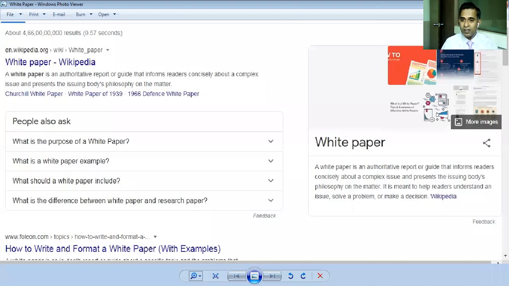PayScale is the name of the company which has published this white paper. Sir, we can't see that page. It's like the previous slide, Wikipedia, the previous Google slide format is open, sir. Okay, maybe I have to make that share one more time, one minute. I'll make a new share. How about now?